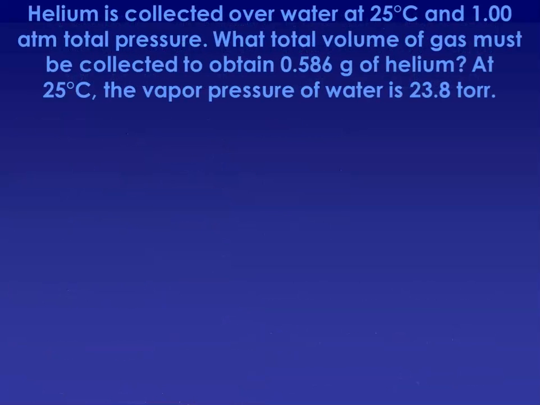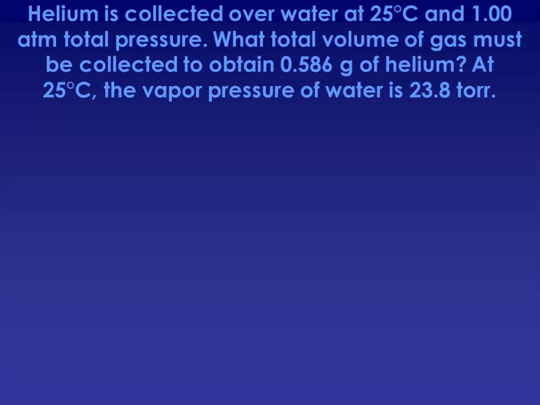And so we're going to look here at this one where we're collecting a gas over water. We're given what the total pressure was, 1 atmosphere. And we want to know what volume of gas would need to be collected in order to obtain 0.586 grams of helium. That's the gas that we are collecting over water. At 25 degrees Celsius, and this is giving us the pressure of our water, the vapor pressure of water is 23.8 torr.